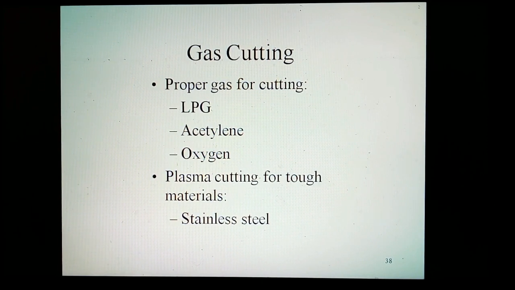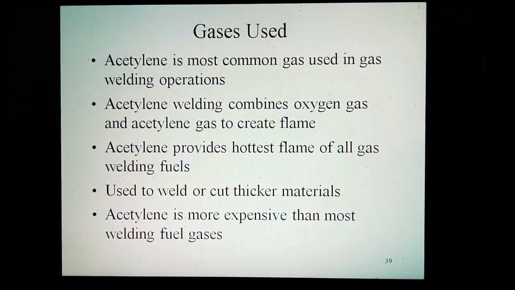Proper gas for cutting is LPG, acetylene and oxygen. Plasma cutting is used for tough materials like stainless steel. Acetylene is the most common gas used in gas welding operations. Acetylene welding combines oxygen gas and acetylene gas to create the flame. Acetylene provides the hottest flame of all gas welding fuels. It is used to weld or cut thicker materials. Acetylene is more expensive than most welding fuel gases.